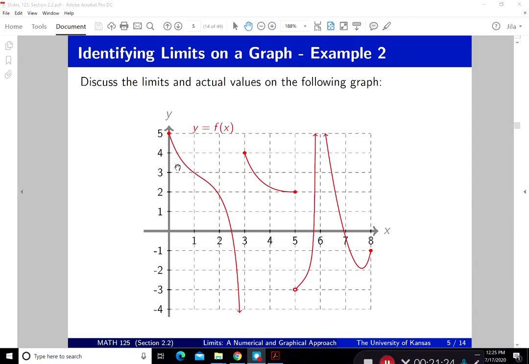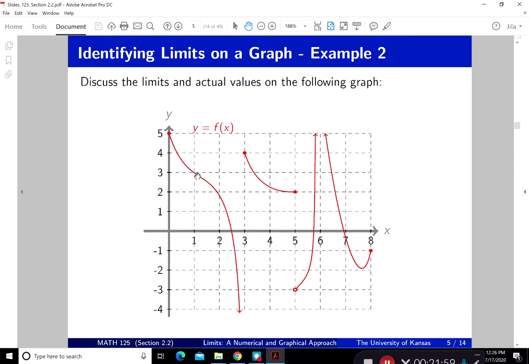Let's do another example. First, let's see. It seems that if there's no breakage in the function or no jump, then the prediction from the left and the prediction from the right match the value of the function, and it's all the same thing, so it's equal to the value of the function at this point. We're kind of following that.